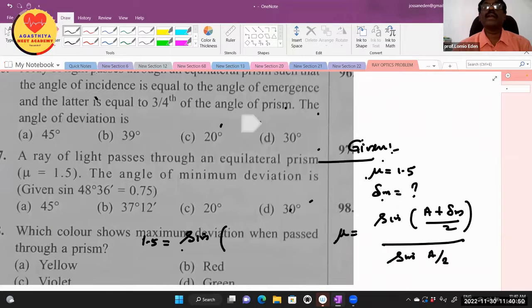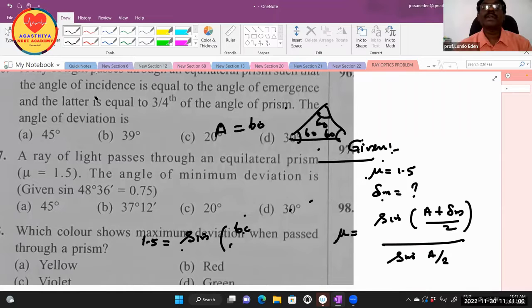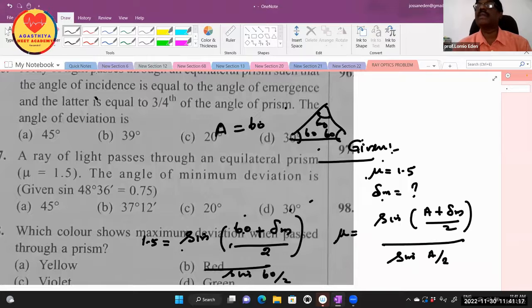This is the equilateral triangle. Therefore, this is 60 degree, 60 degree, 60 degree. Therefore, the angle of prism is 60 degree, A is equal to 60 degree. Therefore, sine of (60 plus delta m) divided by 2. Again, in the denominator, sine of 60 divided by 2, sine 30, which is 1 by 2.